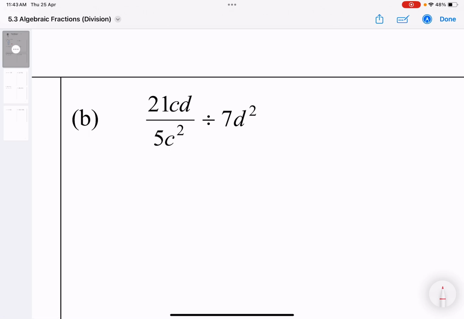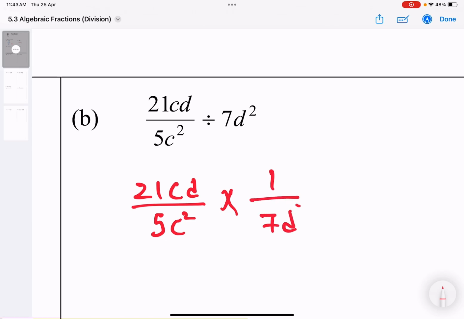This is divide. I'm going to change it to a times. So remember, keep, change, flip. So I keep the first term, 21cd over 5c squared. I change the divide to a times. But how do I flip this? This one I don't see anything that I can flip. So if you don't see anything, you just need to make sure you make it into a fraction. So I flip it by pushing it down to the denominator. That's how I do the keep, change, flip. So this is how I will get the answer.